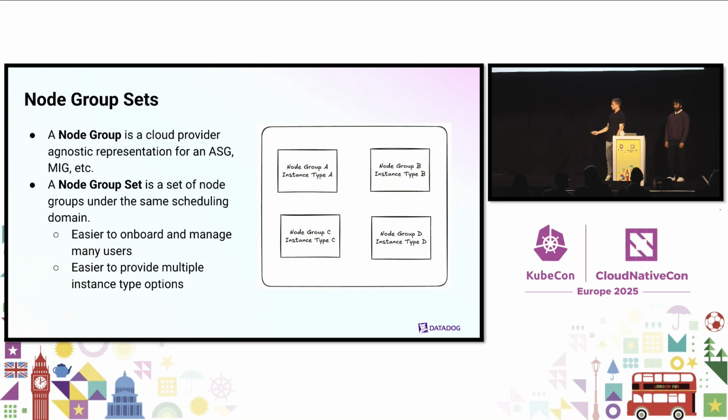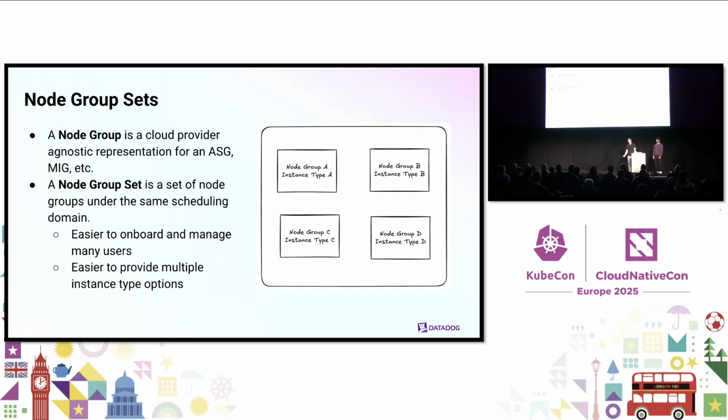So node group sets are beneficial for us for a few reasons. One of them is it makes it a lot easier for us to onboard and manage many users and many applications across Datadog, because they can just set the specification for the node group set, and then we can change out the underlying node groups or instance types beneath them without them changing anything else on their application.